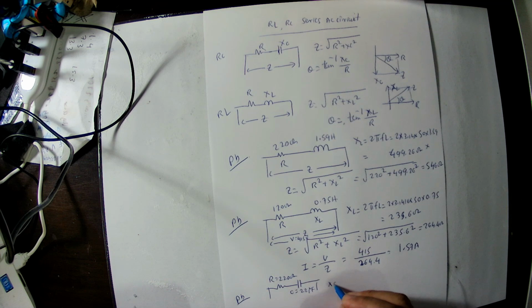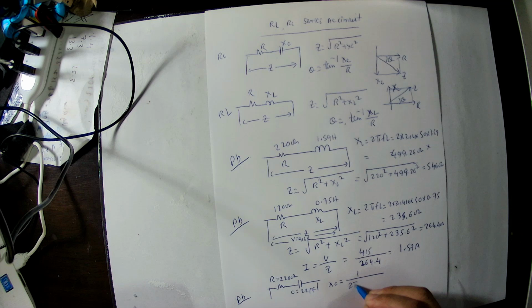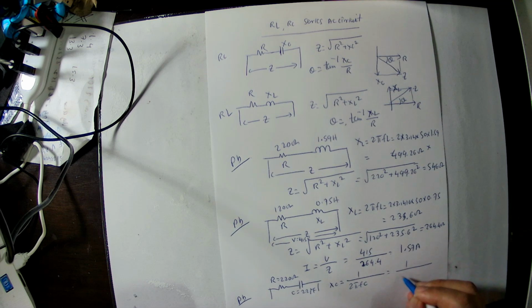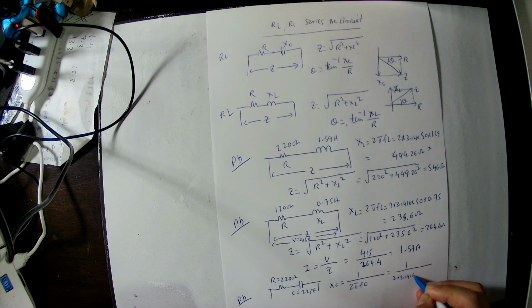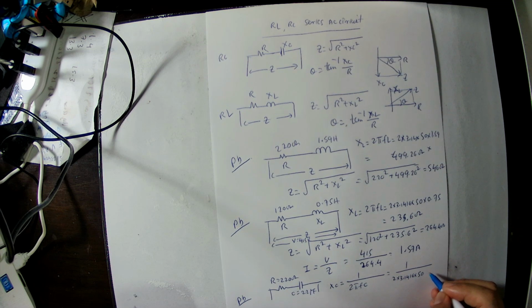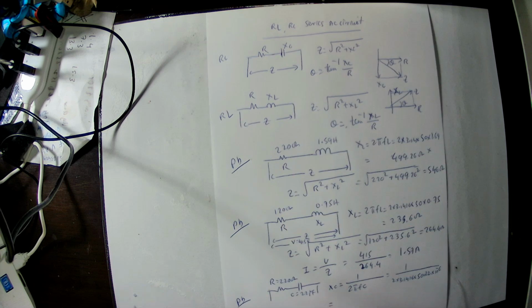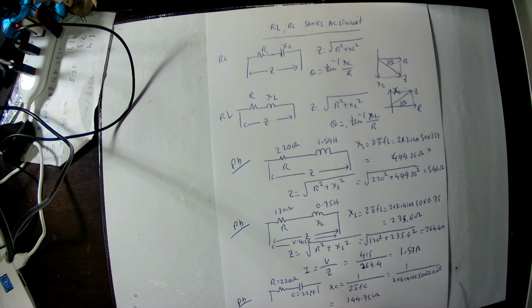So XC can be calculated. XC equal to 1 by 2 pi FC. 1 divided by 2 by 3.1416 and frequency 50 and capacitance 22 into 10 power minus 6. Then we got the XC value. That will be 10 power 6 divided by 314 divided by 22. So the capacitive reactance value is 144.750.